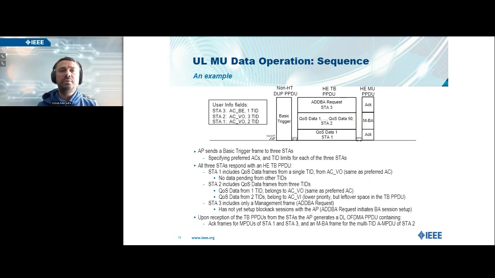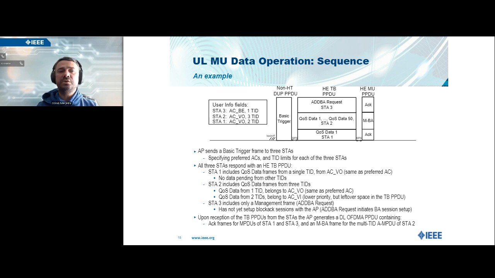So for the uplink MU data operation, the sequence here is providing an example as to how the access point is going to populate and specify the preferred ACs and the TID limits for each of the stations. In this particular example, the stations generate whatever they have pending. For example, station 1 only generates a QoS data frame from one TID, and it is actually using the AC_VO, which is the same as the preferred AC.